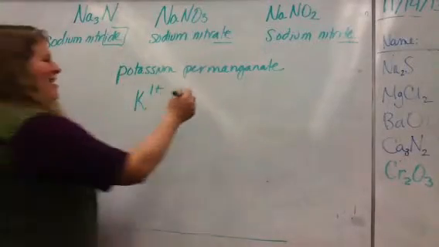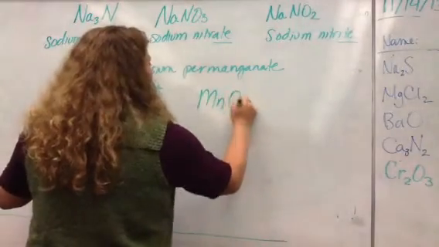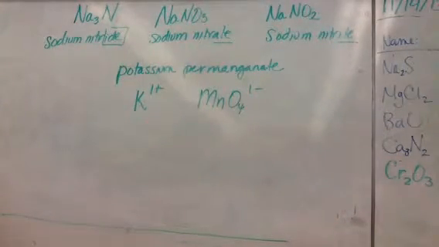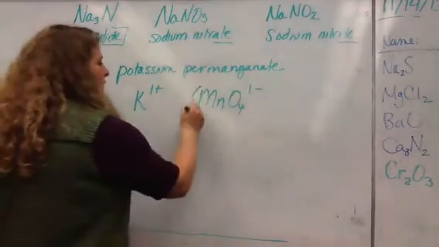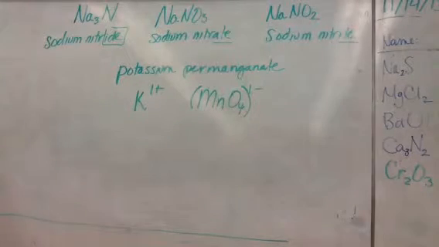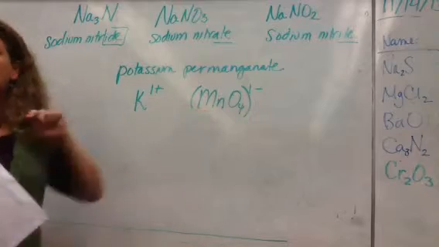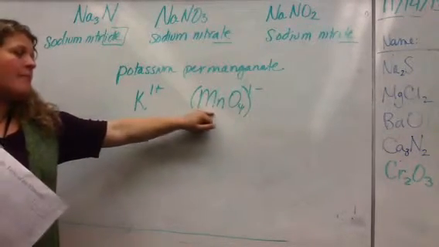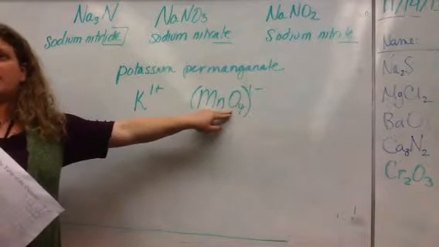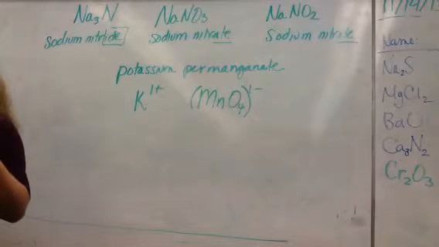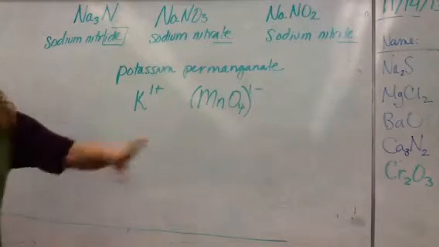MnO4 1 minus. Good job. MnO4 1 minus. Now, don't forget that this is a discrete unit. You cannot ever split it up. You cannot ever change any of the numbers or letters in there, because what we're saying is we have a manganese atom bound covalently to 4 oxygens. If you change this subscript, you no longer have your polyatomic ion. So you have to be careful.